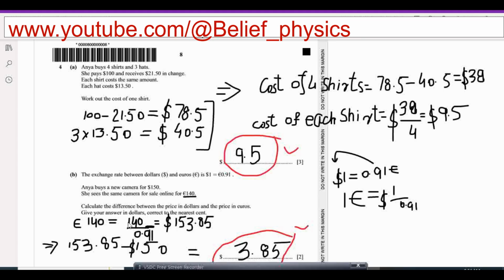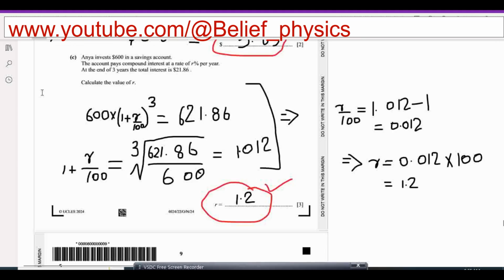So it means the cost online for the camera is equal to $153.85. So the difference will be equal to, she paid 150, so 153.85 minus $150 comes out to be $3.85. So the answer is $3.85. Question: Anaya invests $600 in a savings account.